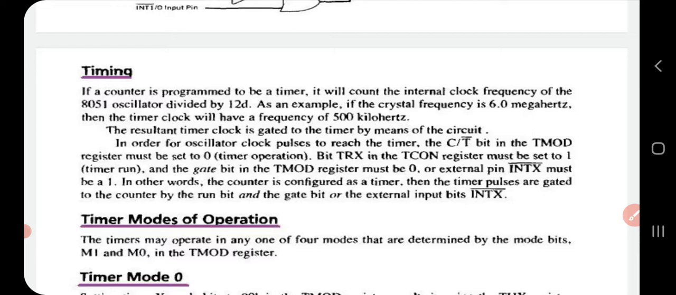In other words, they have written it in a single sentence: if the counter is configured as a timer, then the timer pulses are gated to the counter by the run bit and the gate bit or the external input bit, the interrupt X bar, that is called INTx bar.